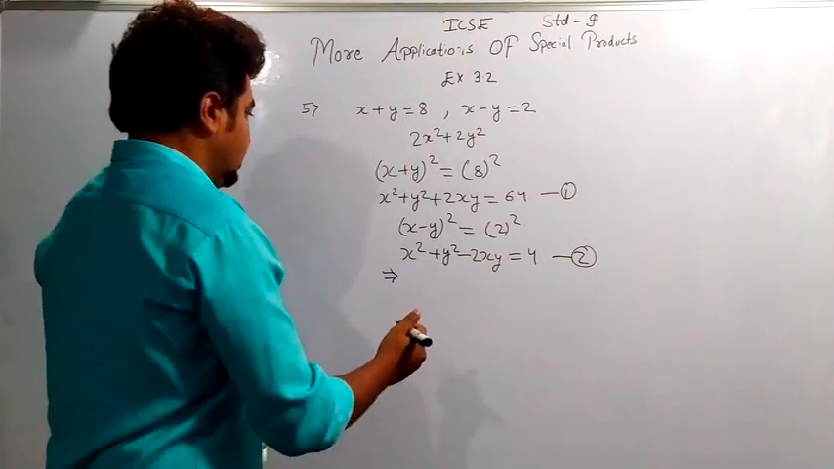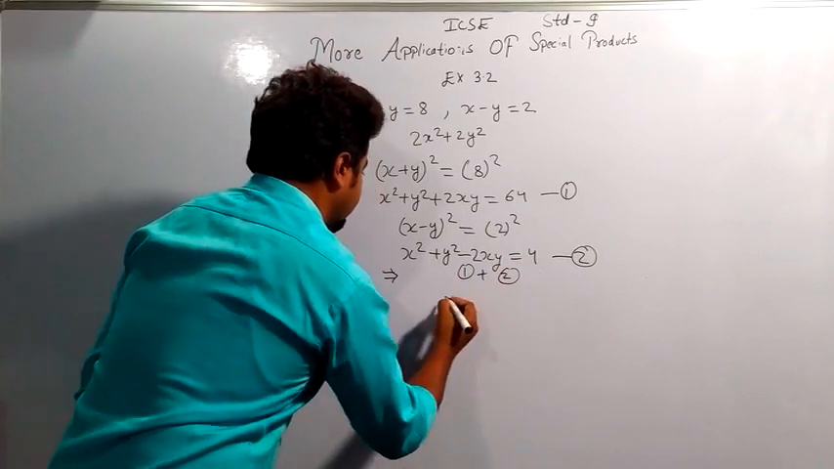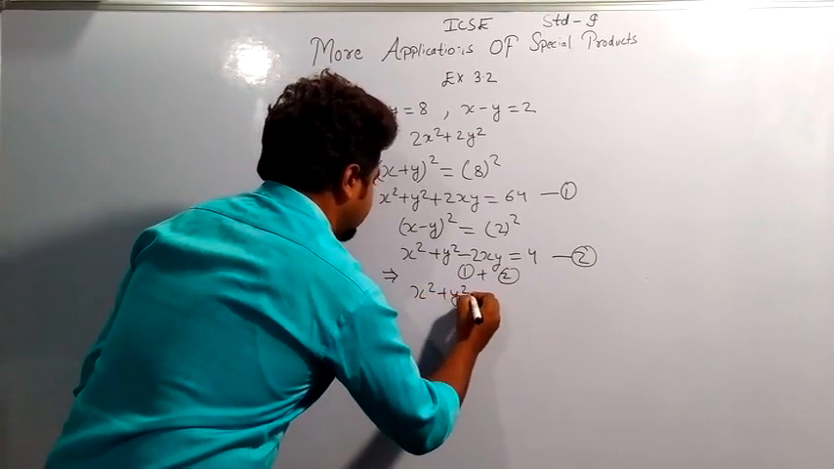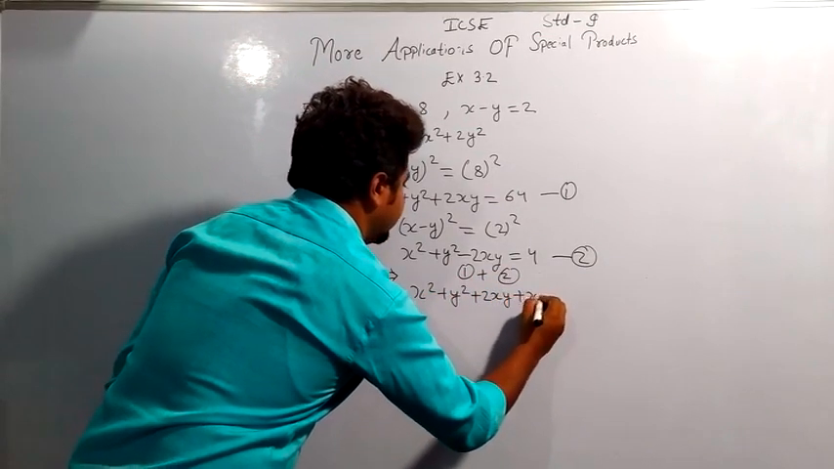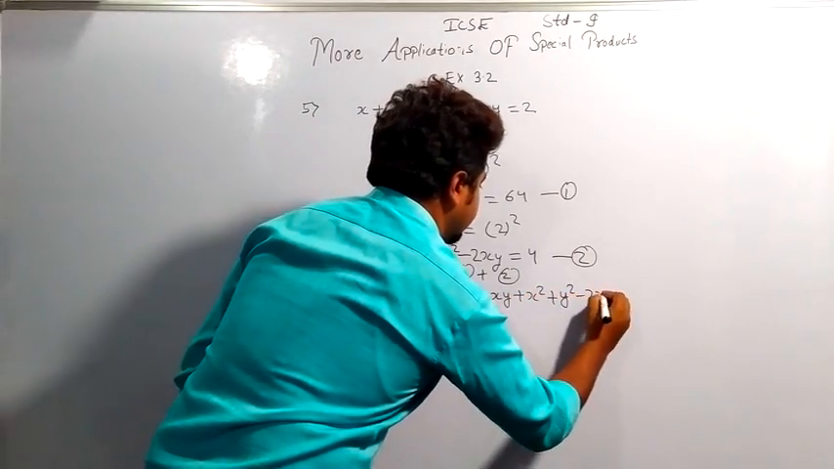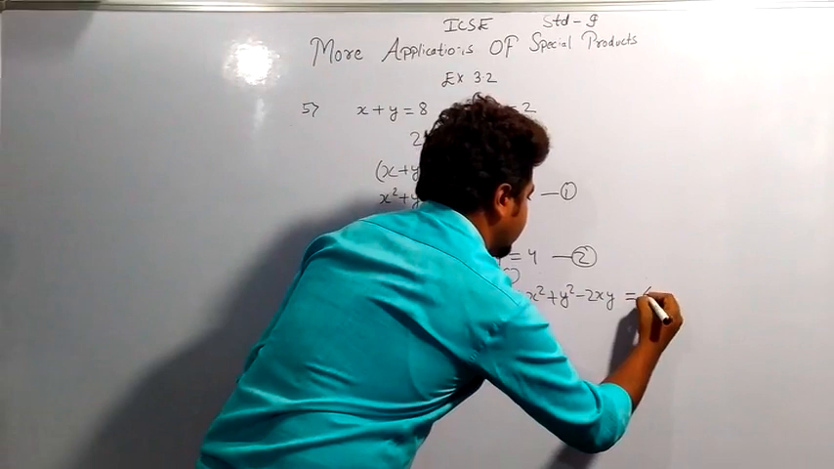So if I add equations 1 and 2, we get x square plus y square plus 2xy, plus x square plus y square minus 2xy, equal to 64 plus 4.